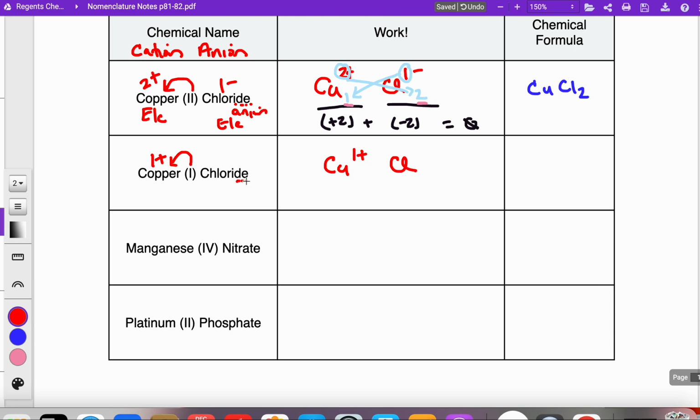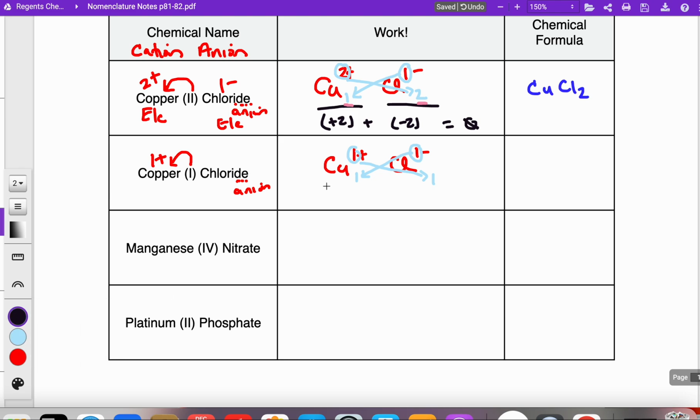Chloride, still the -IDE, is still the anion, so it is still using a -1 charge. So we utilize the crisscross method: bring the magnitude of the copper's charge and crisscross that down to become the subscript of the chloride, and the magnitude of the chloride's charge, crisscross it down to become the subscript of the copper.